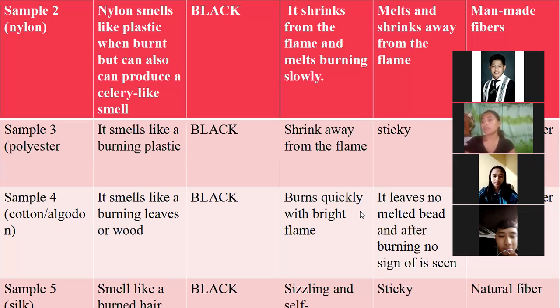Last, sample number 5, the silk. The odor of fume is that it smells like burnt hair. The color of the ash is black. Manner of burning is sizzling and self-extinguishing. Appearance of burnt end: sticky, and classification of fiber is natural fiber.